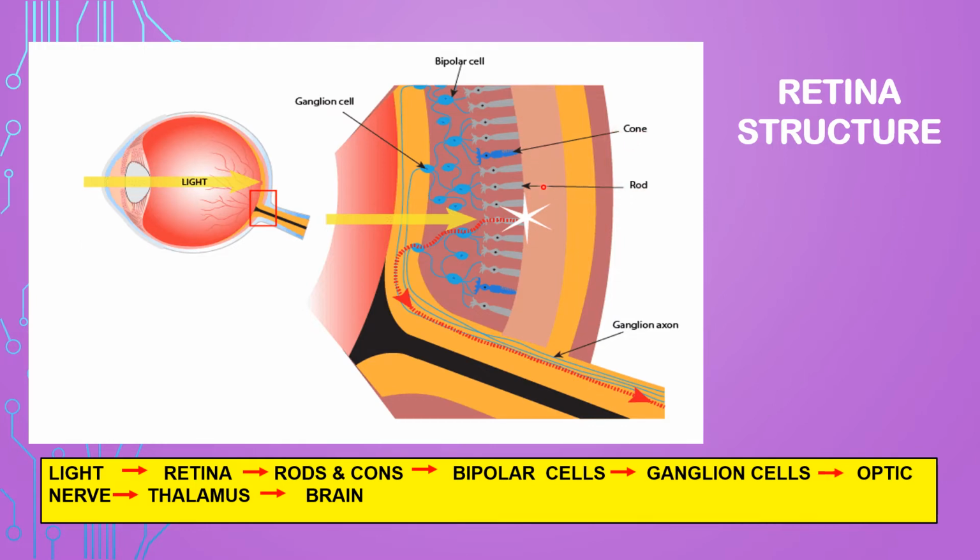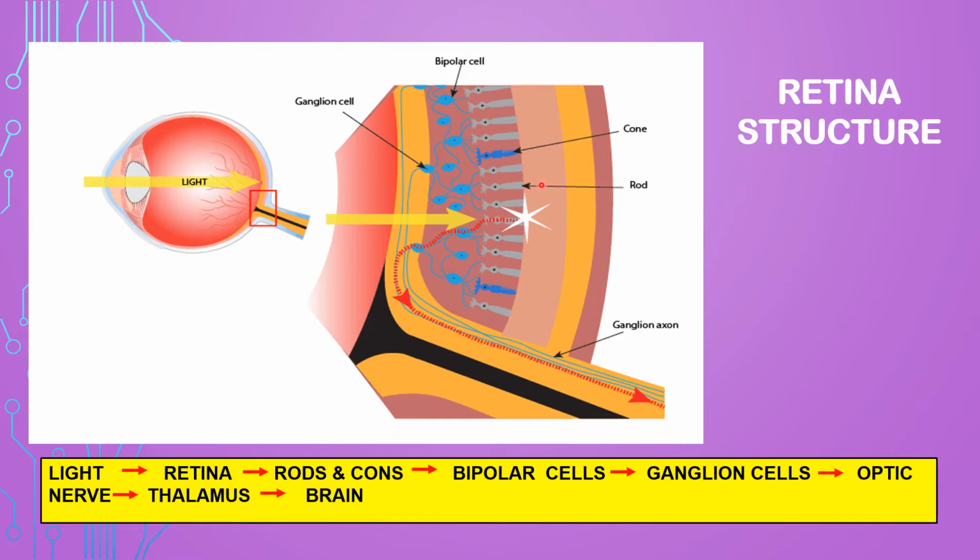The rods are specialized in detecting black, white and grey color. There are about 120 million rods in each eye. The rods do not provide a lot of detail of the images we see because they are highly sensitive to shorter wave or the darker and weak light. They help us see in dim light. So the rod cell helps us see in dim light.